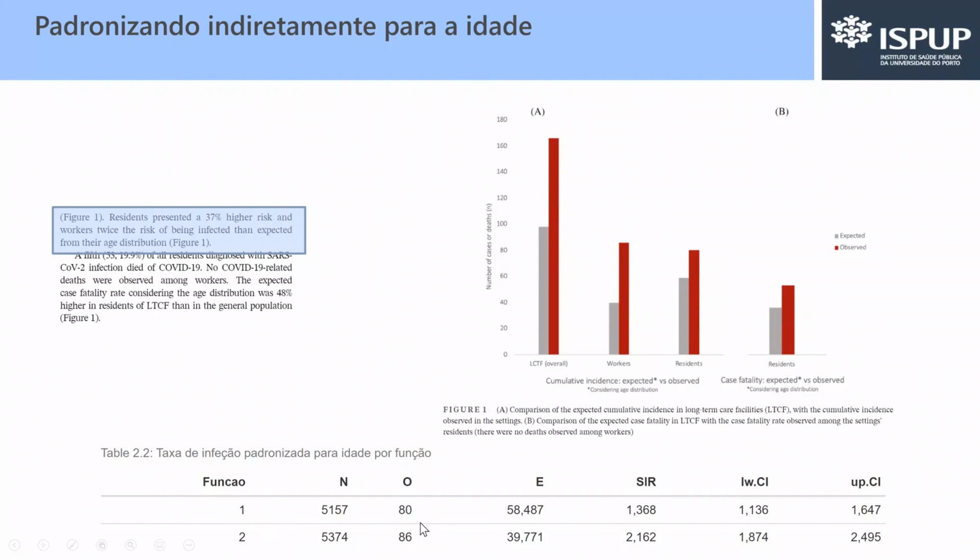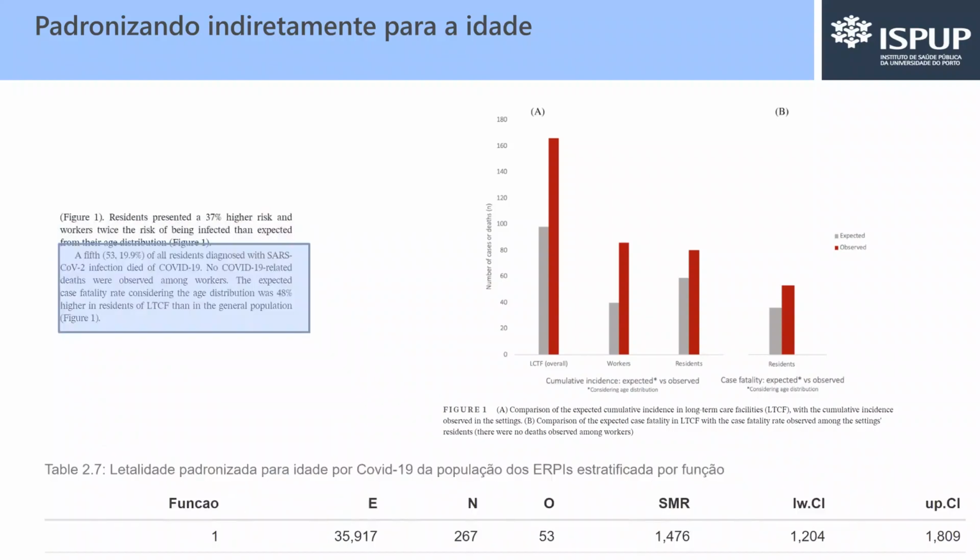For the group of workers, we expect to have 40 cases and we have 86, so 2 times higher compared to what was expected, sorry. You can see this was significant. But the idea was, we see that in reality there were 2 times higher cases in the nursing homes for the workers, and 1.4 times for the ones living in the residence.